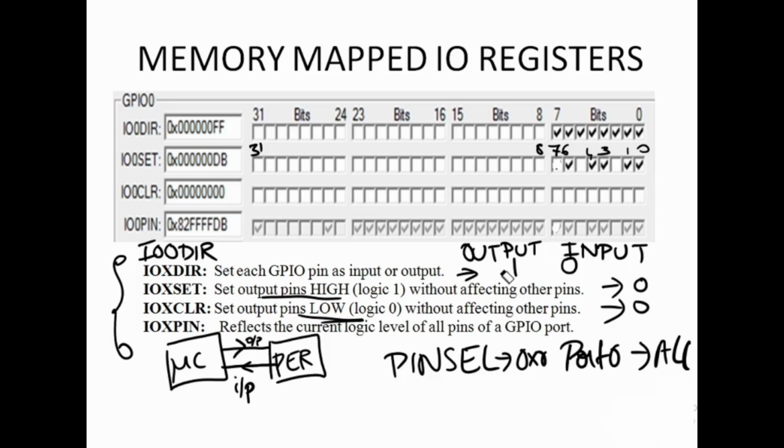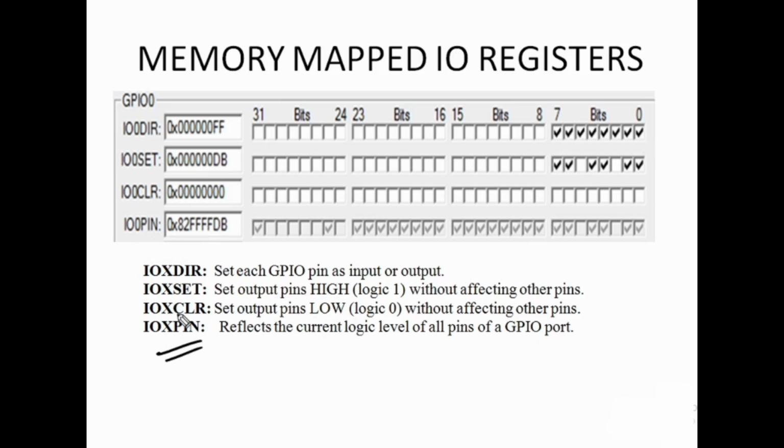And next what we have is IOxPIN. This particular register is used to know the status of your pins, or in other words, to reflect the current logic level of all pins of a GPIO port. Whether specific pins currently have value 1 or 0 is determined by reading the content of IOxPIN, that is, it could be IO0PIN or IO1PIN. This always shows the exact value that is seen by the CPU.